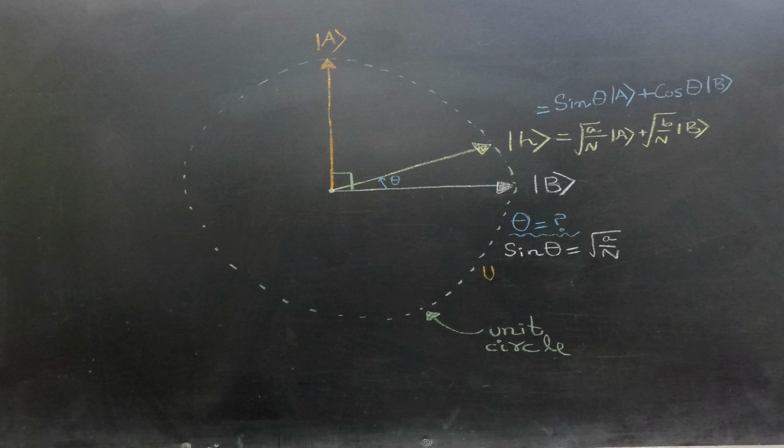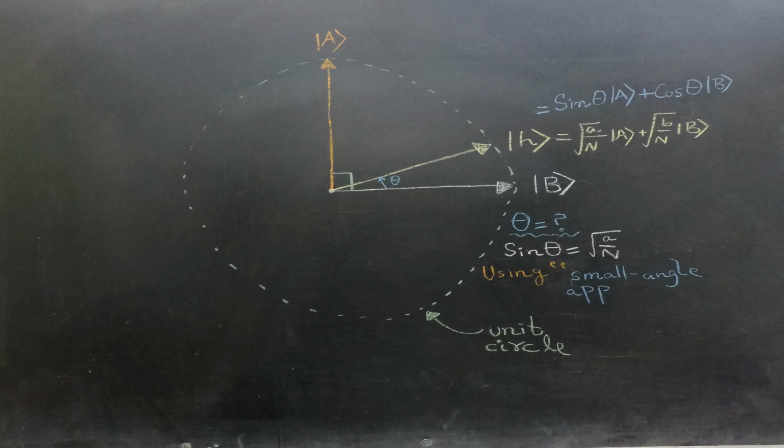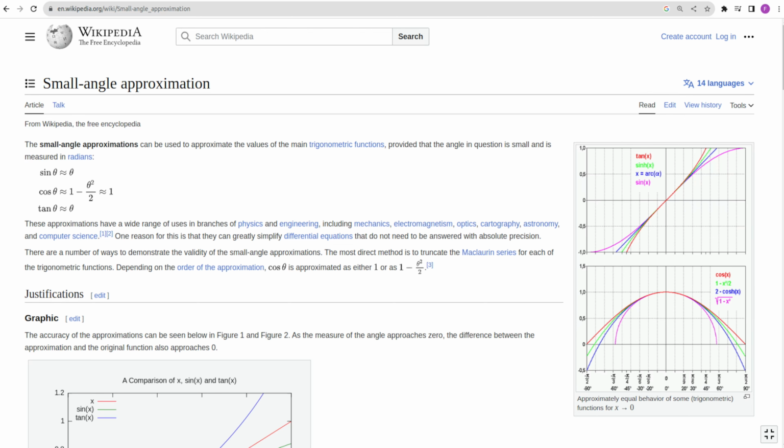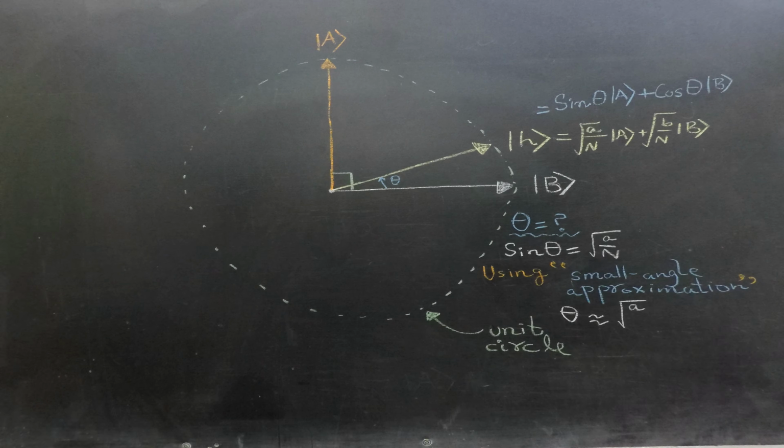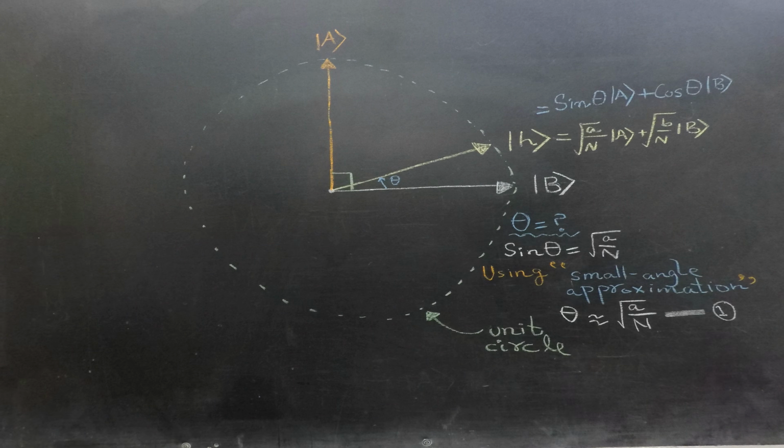You might know the small angle approximation, where for very small theta, sine theta is approximately equal to theta. As N is very large and small a is small, we can use the small angle approximation here. You can refer to the Wikipedia article for more details on this topic. Thus, using small angle approximation, our theta is equal to the square root of a divided by capital N. Please save this important result in your memory as I will need to refer to it later.